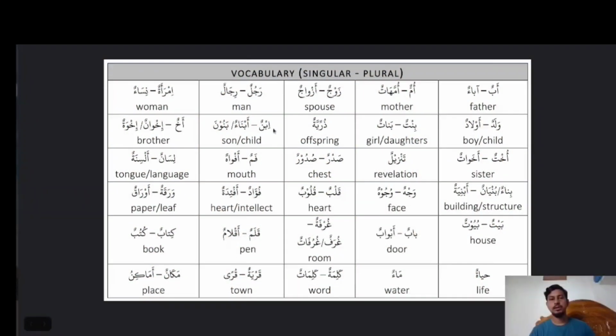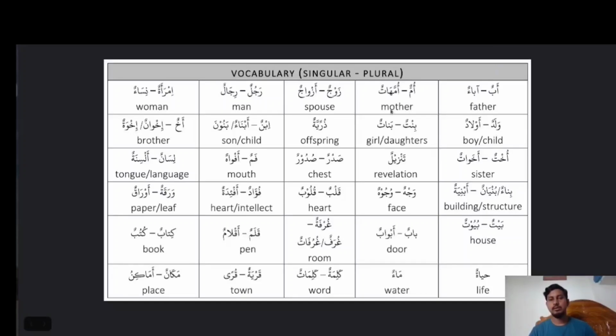Now we will learn this vocabulary. Here we can see both singular and plural. These are common in the Quran. So first one is abun or abaun, father. I think when we speak, we don't need to elongate it like abaun. We just can say abaun, I believe so.